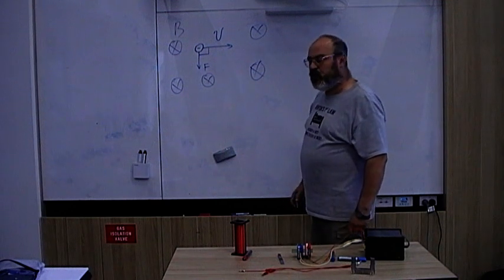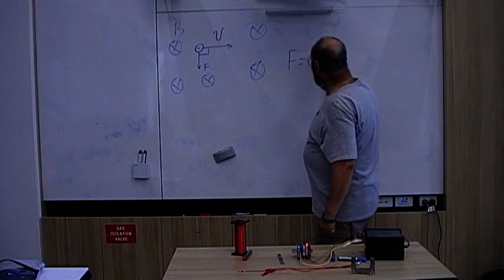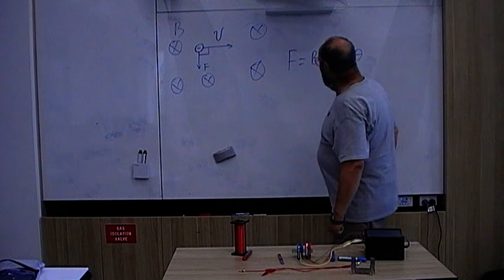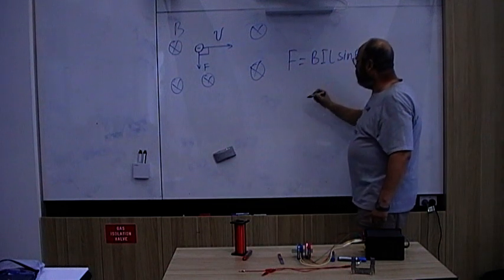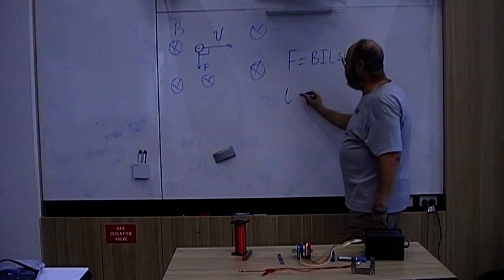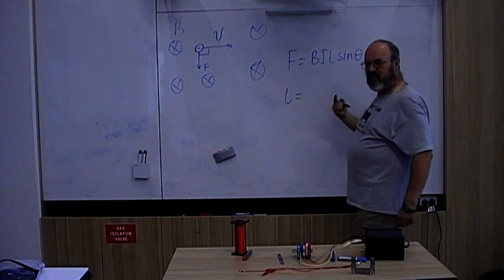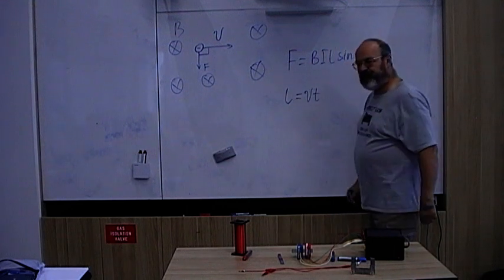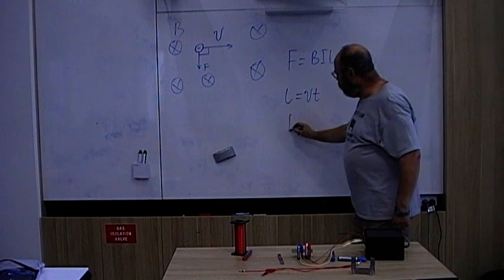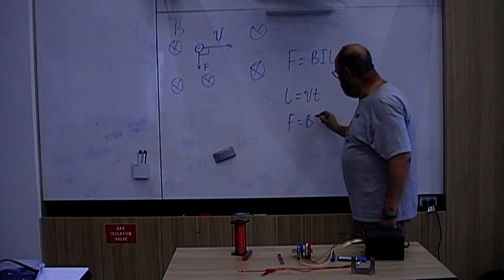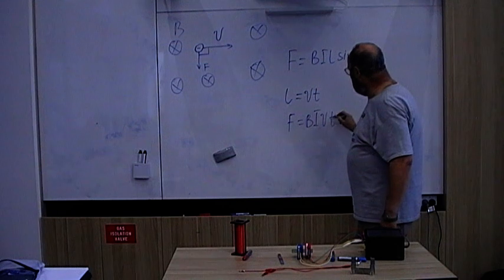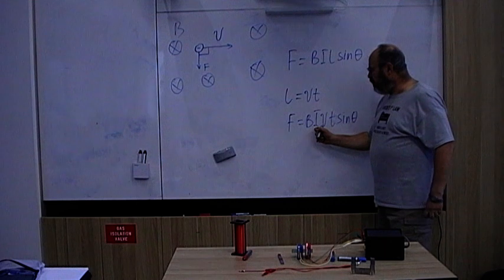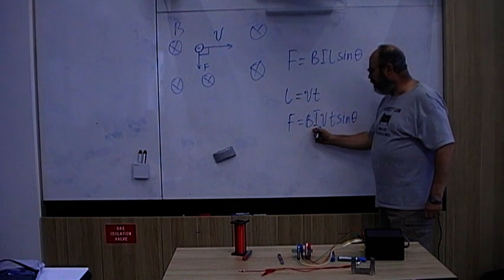Let's find how big it will be. We know that force equals BIL sine theta. Now, L, the length of the wire, will be the distance that the electron covers, so the speed of the electron times time. Substituting it here, we get force equals BIvt sine theta. And what do we get when we multiply current and time?